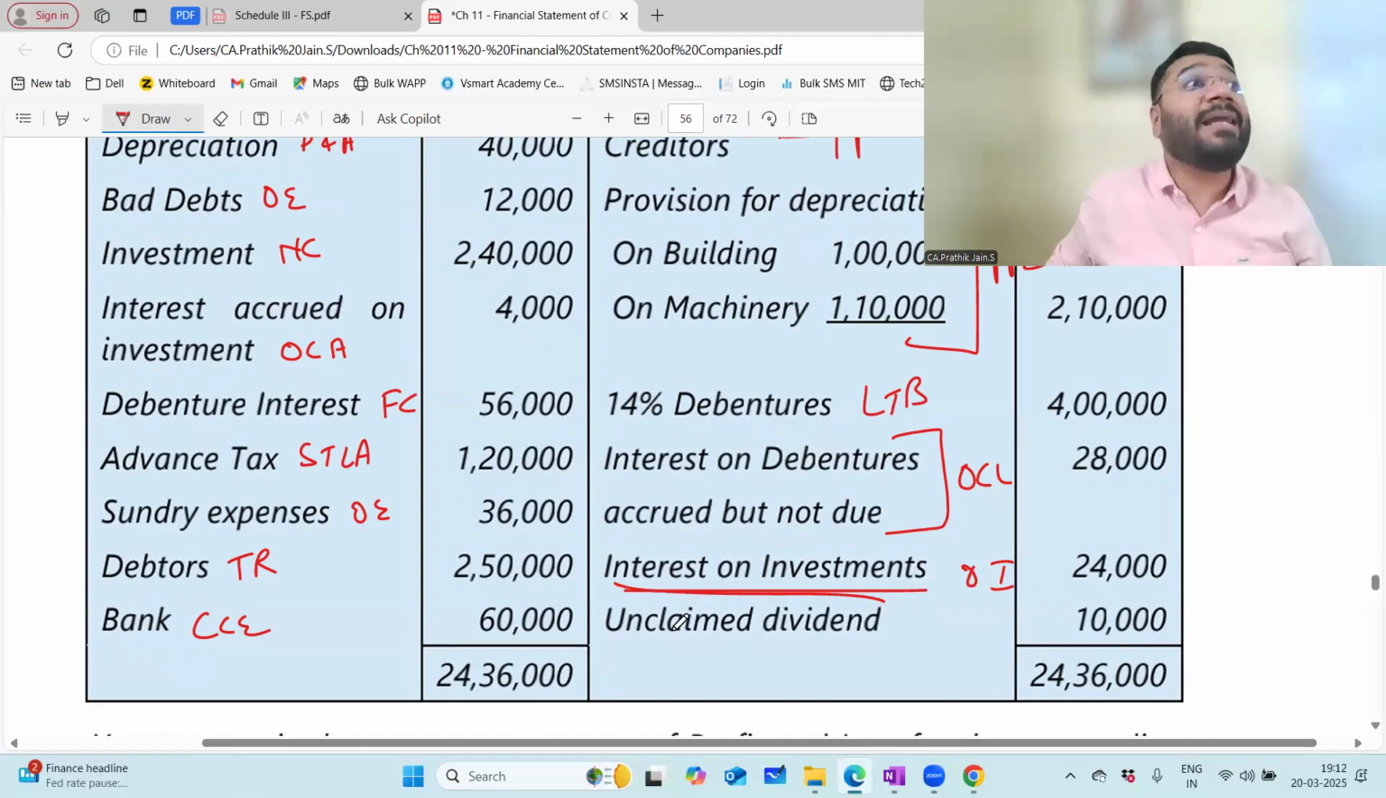Unclaimed dividend. Unclaimed dividend means what? I gave the check. The opposite person did not claim the dividend. Is it my fault? No. So it is yet to be claimed. Means I have to pay the dividend in future. So it is my liability. Other current liability. Unclaimed dividend.